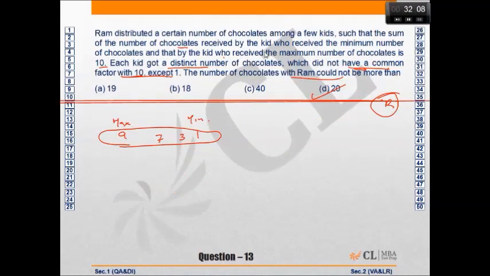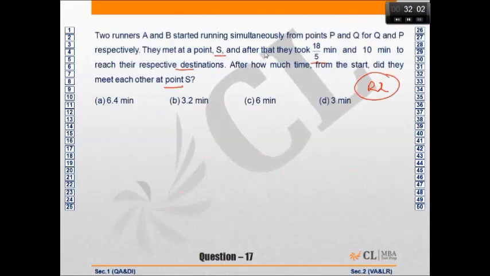So let me cut off question 11 because I've solved it already. 17. Okay, time speed distance, I have to do this question. They meet here. A starts running from this side, B starts running from this side. They meet at point S, after which they took 18 by 5, which is 3.6 minutes, and 10 minutes to reach their respective destination. How much time after the start will they meet at point S?